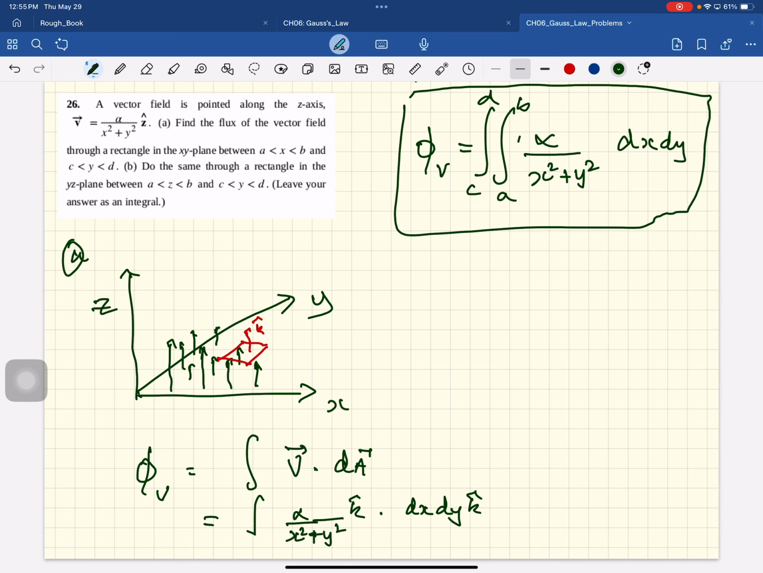Why are they asking you not to do the integral? Because it's hard.